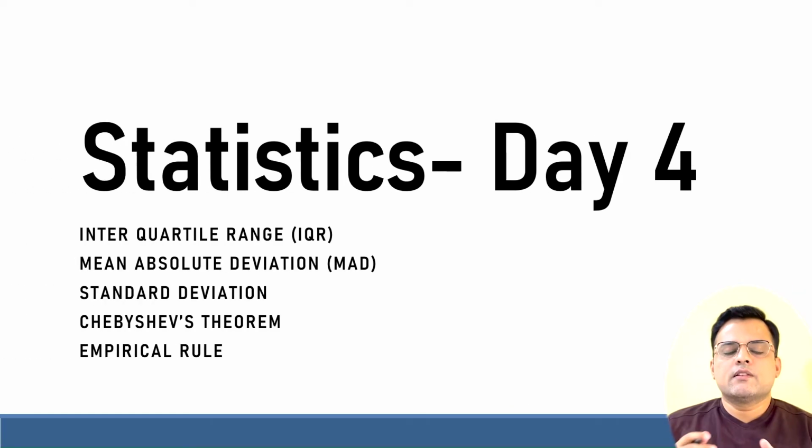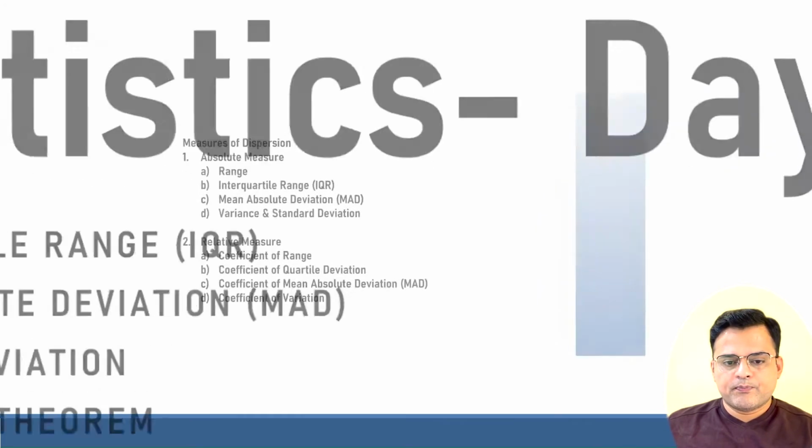In today's session we are going to discuss some important concepts of measures of dispersion, which is very important from a data science perspective. Those are the interquartile range, mean absolute deviation, standard deviation, Chebyshev theorem, and the empirical rule.